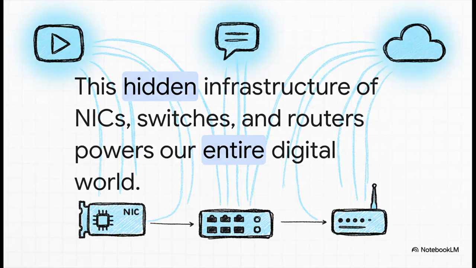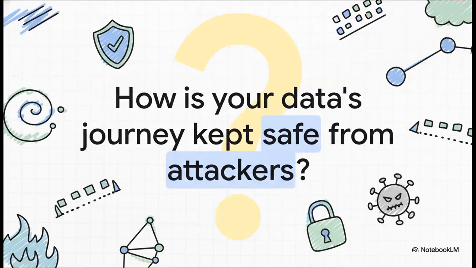And really, that's the key takeaway. Even though we almost never think about them, this invisible highway of NICs, switches, and routers is the fundamental infrastructure that powers our entire digital lives. And understanding how it works really helps demystify the so-called magic of the internet. And that's our explainer for today. We've mapped out the physical journey of your data.